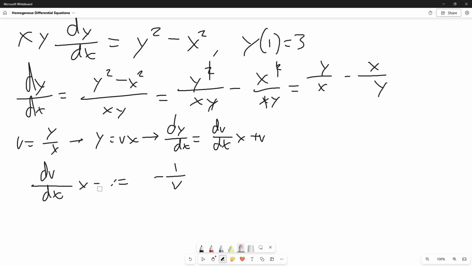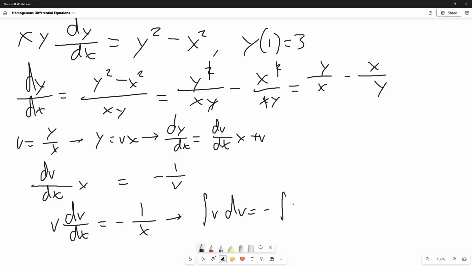Subtract v from both sides. And then now this is a separable differential equation. v dv over dx is equal to negative 1 over x. And then now integrate both sides. Integral v dv is equal to negative integral 1 over x dx.